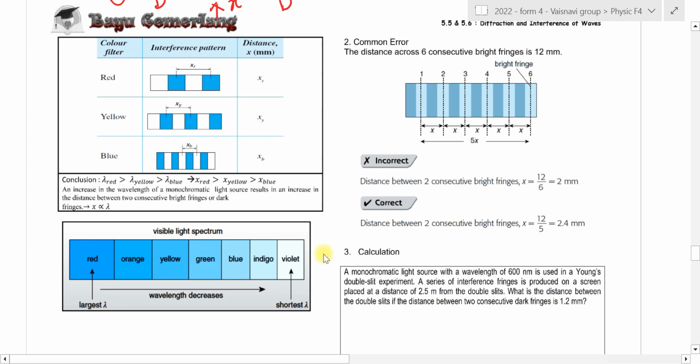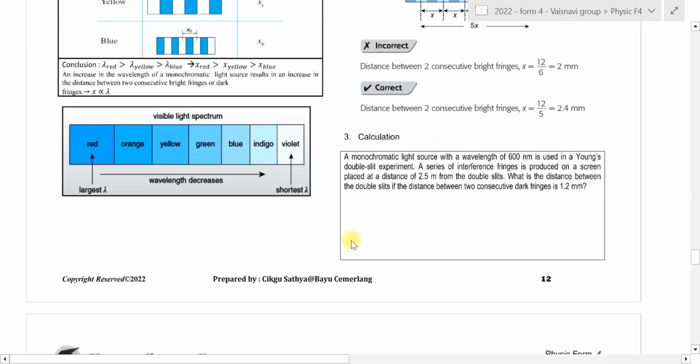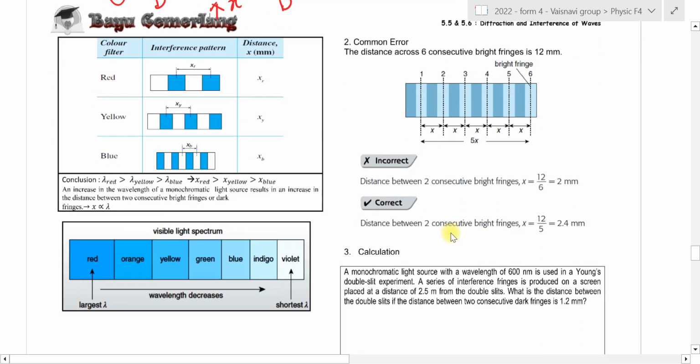Okay, decrease. Right. What are the common error here? Let's see. Common error dia, cara kita kira. Okay. Dia cakap, the distance across 6 consecutive bright fringe is 12 mm. Dia akan buat 1, 2, 3, 4, 5, 6. Okay. Kalau lepas tu dia akan bahagi dengan 6.